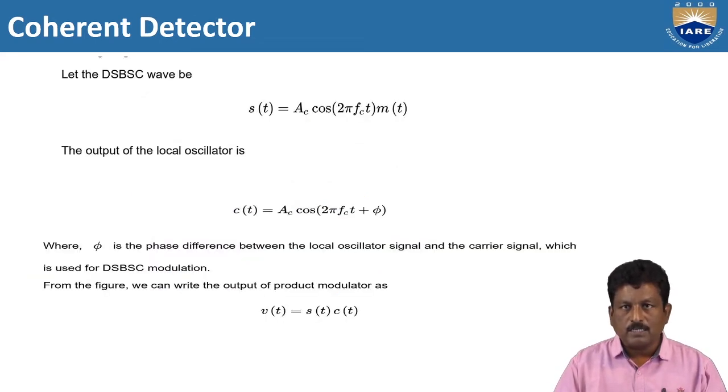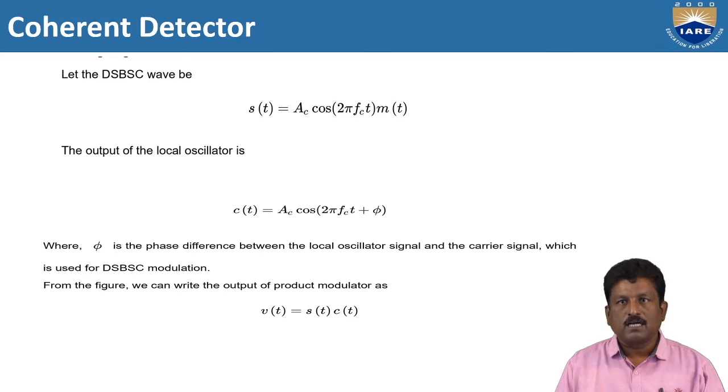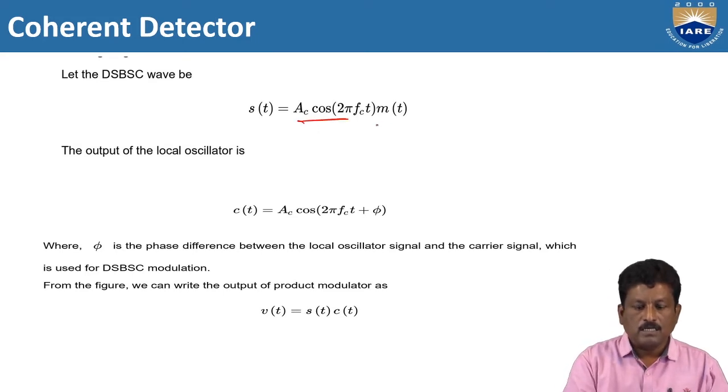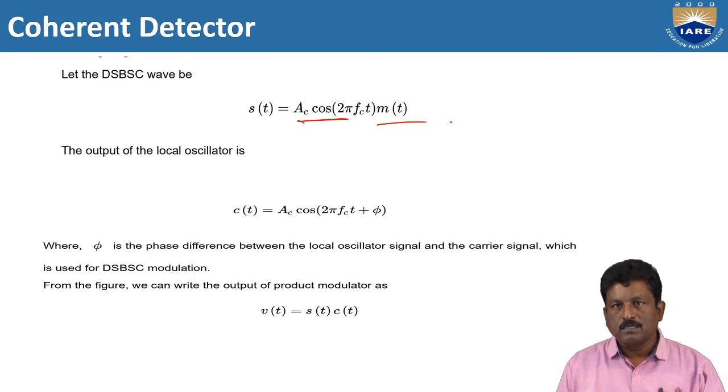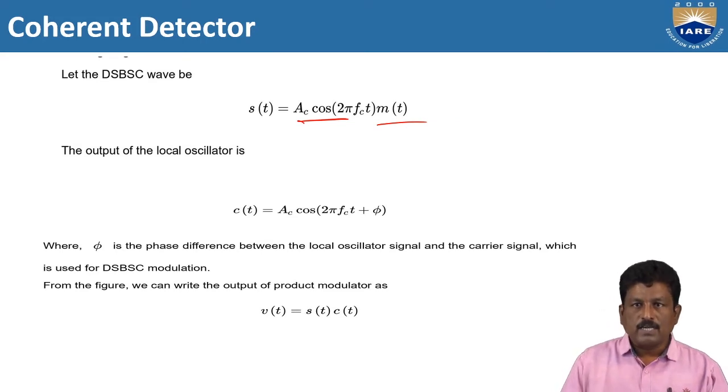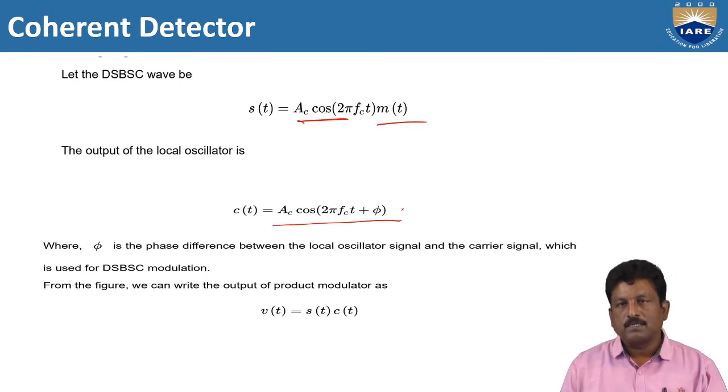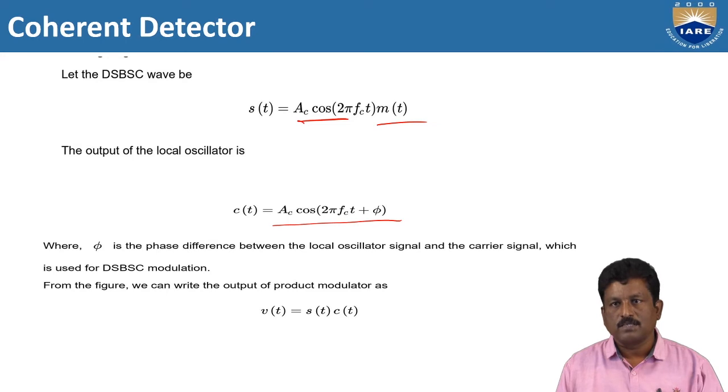Then coming to the mathematical equation, you know that the DSBSC is a product of both m of t and the carrier signal: Ac cos 2 pi fc t is the carrier signal and m of t is our modulating signal. Whereas the locally generated carrier signal c of t is Ac cos (2 pi fc t plus phi). Because of tolerance and temperature effects, we are unable to generate the exact carrier frequency, so we get c of t equal to Ac cos (2 pi fc t plus phi), where phi is some variation of the frequency or phase.